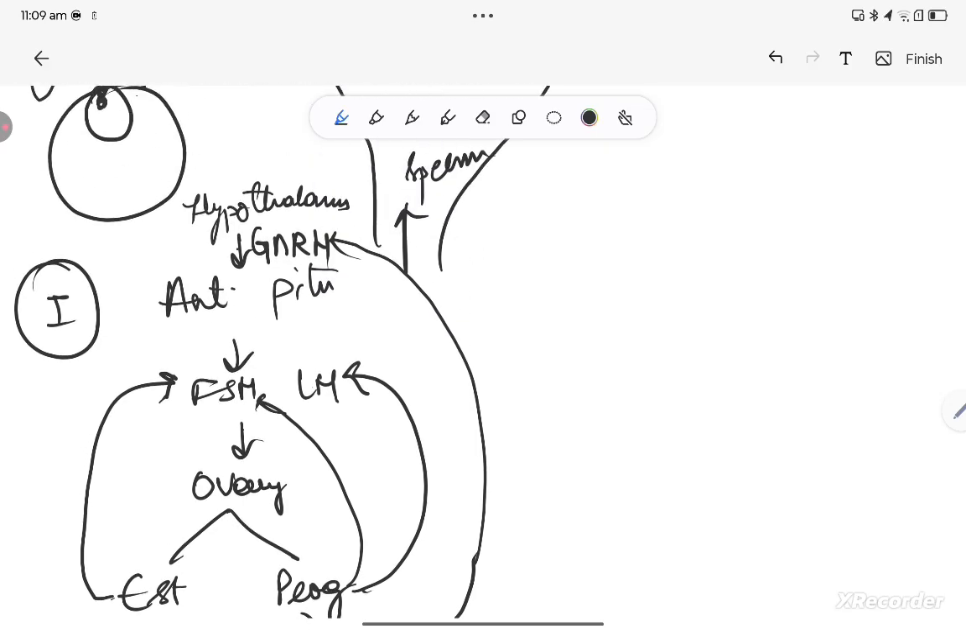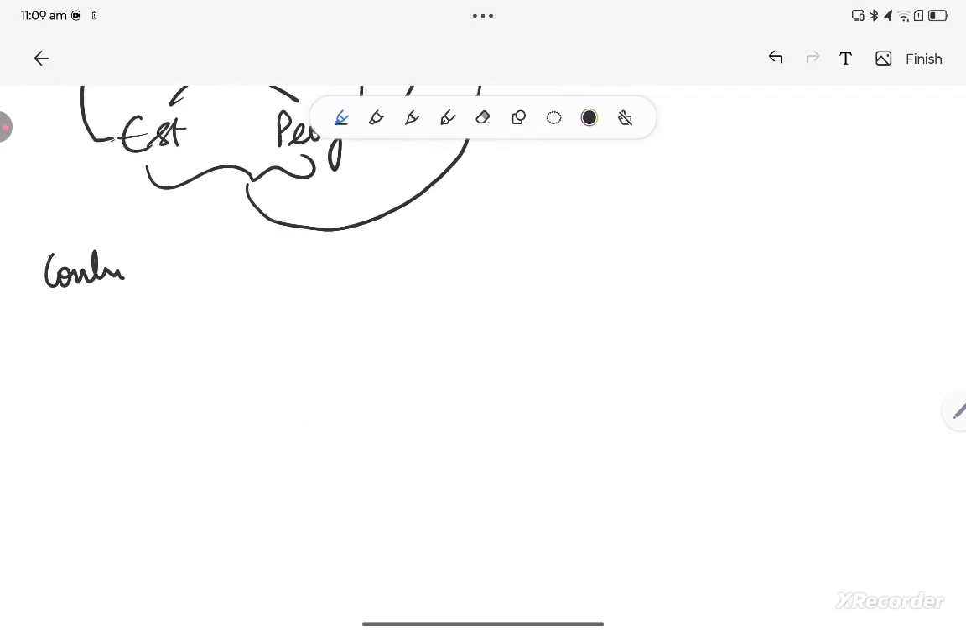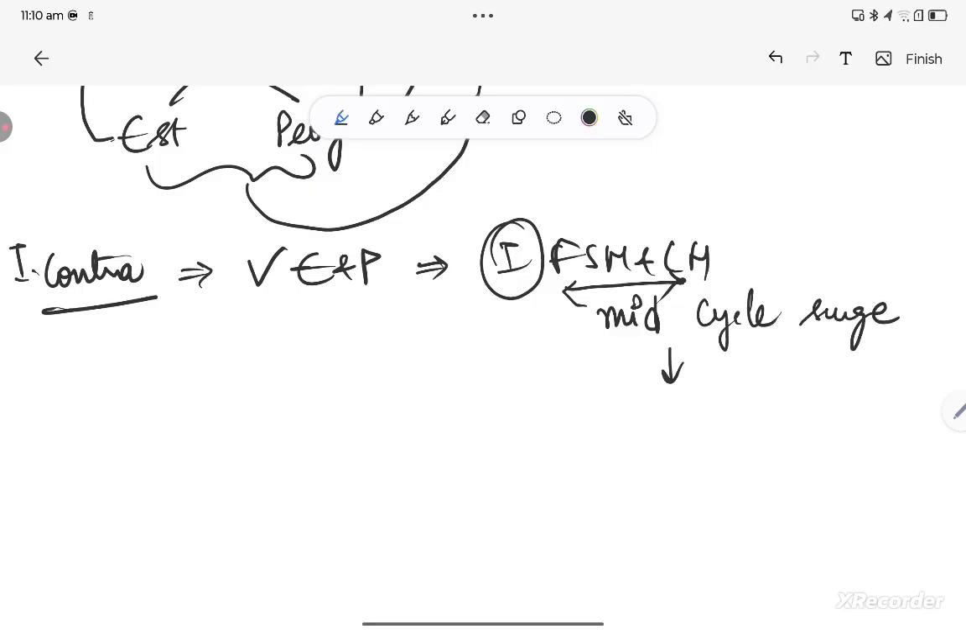And now, what usually happens is, when we supplement hormones, that is your contraceptives, because of the continuous presence of estrogen and progesterone, there will be inhibition of FSH and LH. This is your first mechanism of action. Because of no FSH and LH mid-cycle surge, no ovulation happens. This will not be there, so no ovulation. Females bear anovulatory cycles. This is our first mechanism.